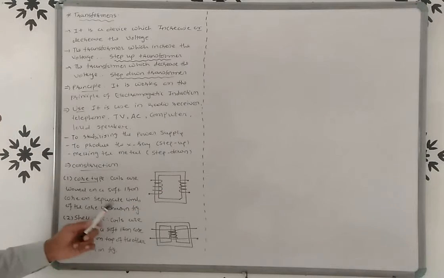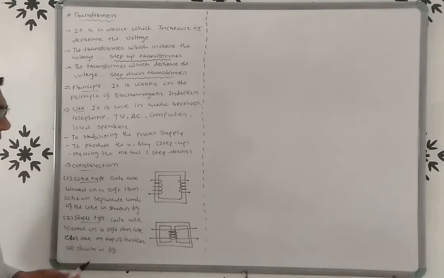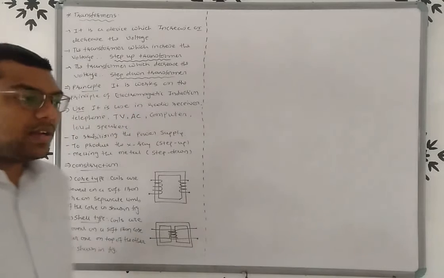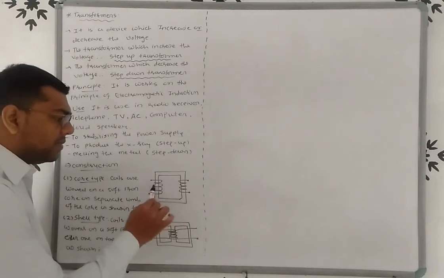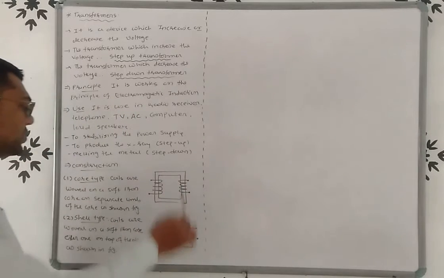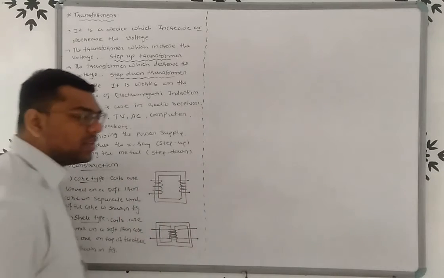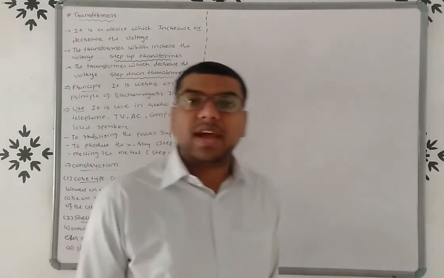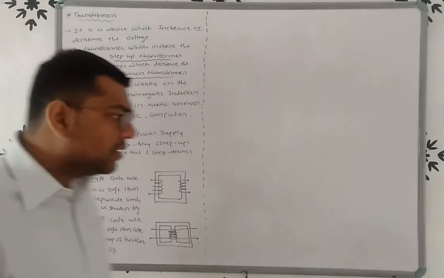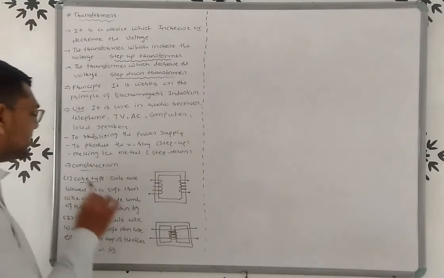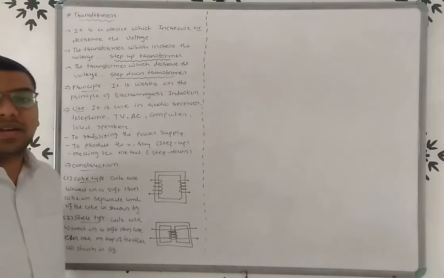If the coils are wound on a soft iron core on a separate limb, like this, then this transformer is known as a core type transformer. So in a core type transformer, the coils are wound on a soft iron core on separate limbs.